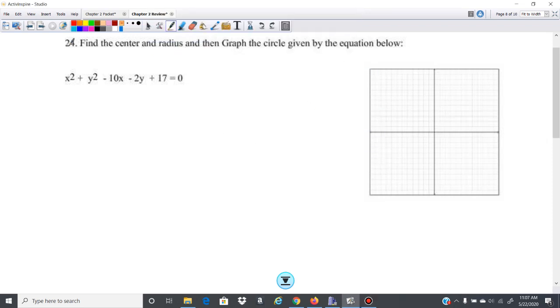All right, first of all, this should be number 30. I'm not sure what happened to the numbering. But we're finding the center and radius of the circle, and then we're graphing it. So this is in general form.